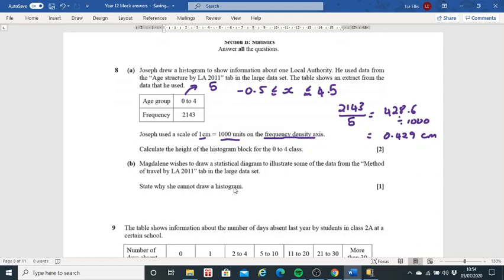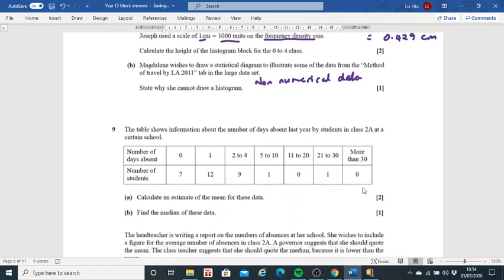Why can she not draw the histogram? Because it's non-numerical data. You had to basically say there were no numbers. So that's what we're looking for. Or you could have said it's qualitative data, not quantitative data. But anything to actually say that it's not numerical data was what you needed.